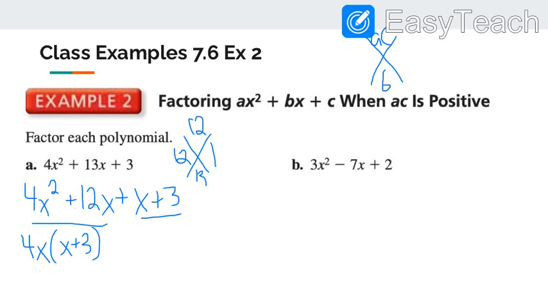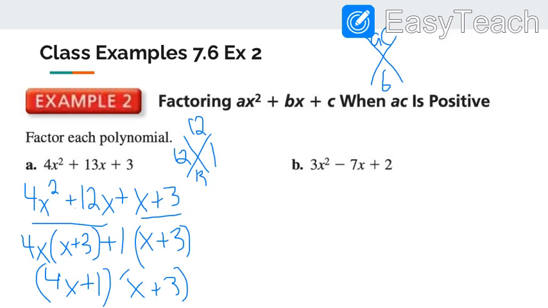For our last one, we just have the value x plus 3 here. This did not get changed. But technically, we're multiplying a 1 in front of it. So this is really a plus 1 here, because like all things in math, if we don't write it, there's going to be a plus 1 right next to it. So we can rewrite this in the final format of 4x plus 1 times x plus 3.